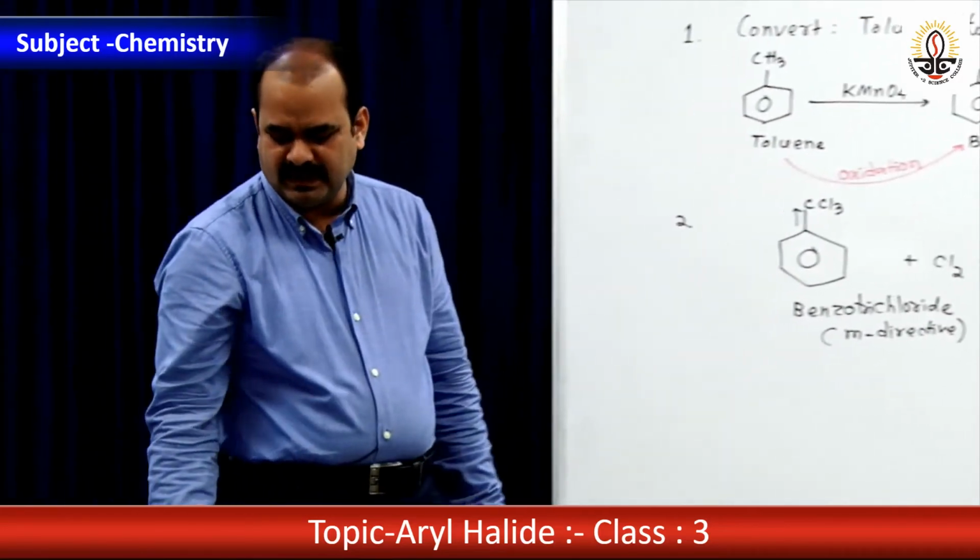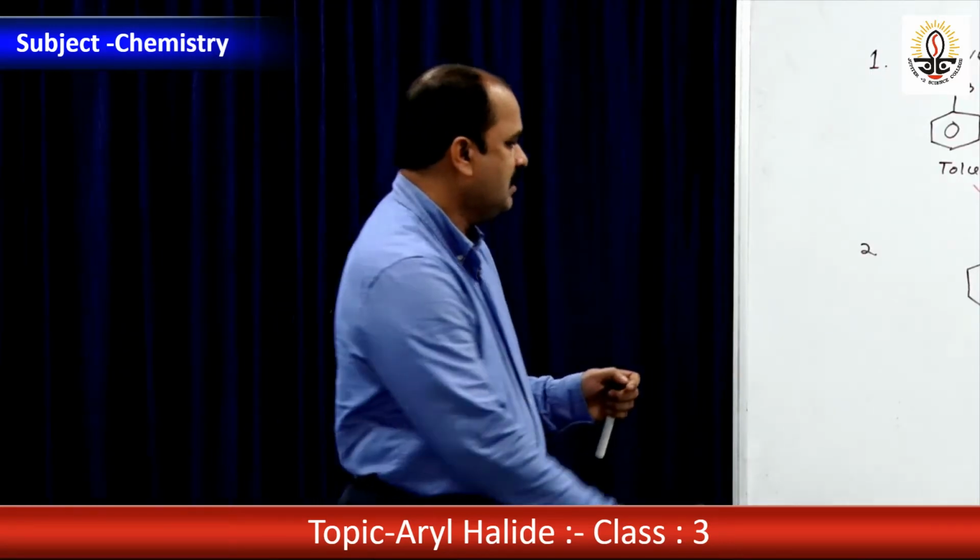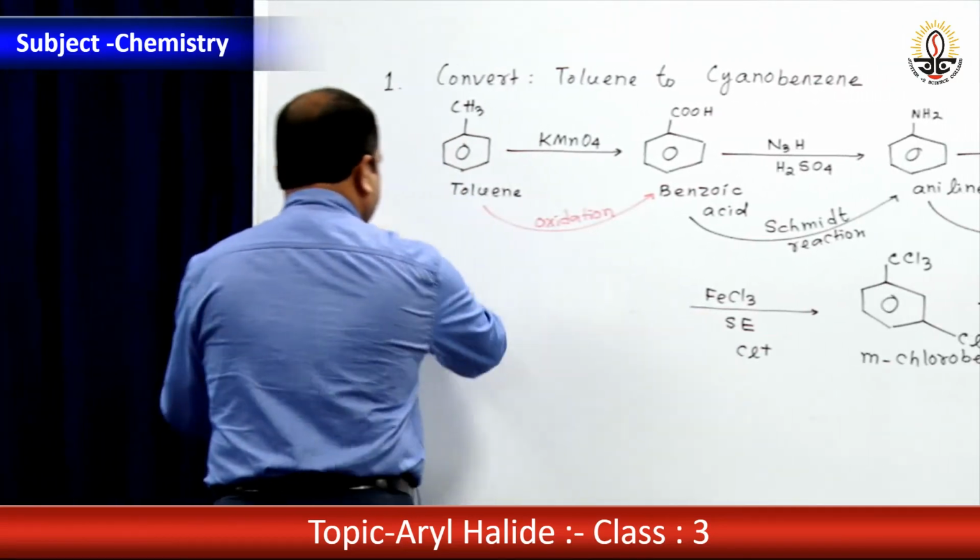Come to question number 3. RMgBr, A, on reaction with H2O forms a gas B which occupies 1.4 liter per gram at NTP. What is the product C when RBr reacts with benzene in presence of anhydrous AlCl3? Identify A, B and C. It is a numerical on the basis of structural determination.